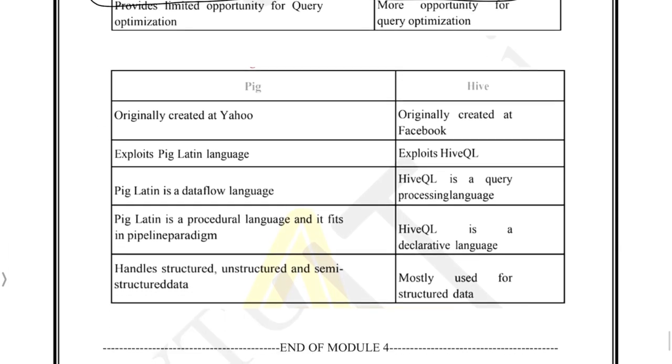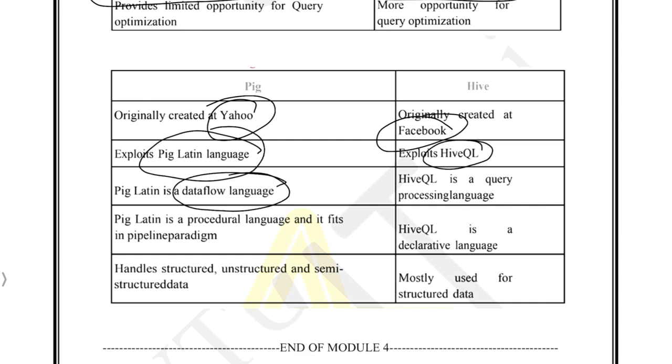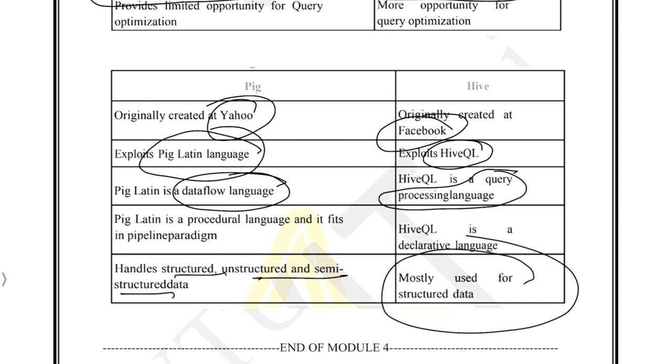Next is Pig and Hive. Pig was originally created by Yahoo, whereas Hive was created by Facebook. Pig makes use of the Pig Latin language, while Hive makes use of HiveQL. Pig Latin is a data flow language, whereas HiveQL is a query processing language. Pig can handle structured, unstructured as well as semi-structured data, whereas Hive will only handle structured data.